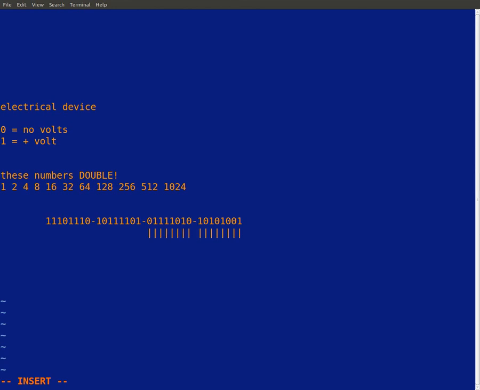1's place, 2's place, 4's place, 8's place, 16's place. This is on, so this number does contain a 16. 32 is on, so you have to count 32 in your number arrangement. 16 plus 32 plus 2 plus 8. 64 is on. You must count 64 in your number arrangement. 128 is off. You don't have to count that.